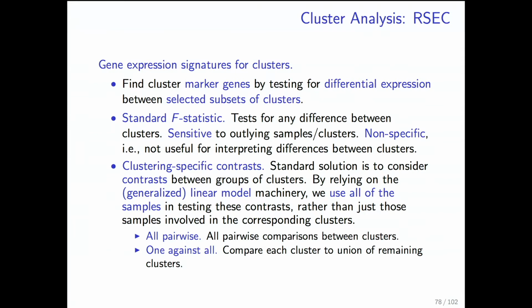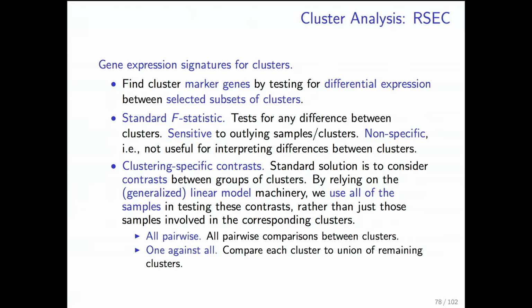The standard next step, once we've clustered the cells, is to identify signatures for the clusters. In other words, find genes that are differentially expressed between the different clusters. And it's not trivial. Suppose we have a clustering of the cells into 10 different clusters. A default approach would be to compute F statistics for all the genes. But this is not satisfactory because it's not a very specific test. It's testing for any difference between the clusters, and it's also sensitive to outliers.